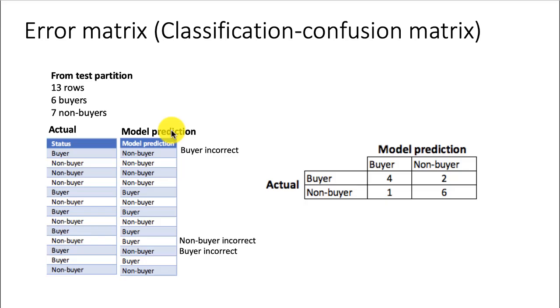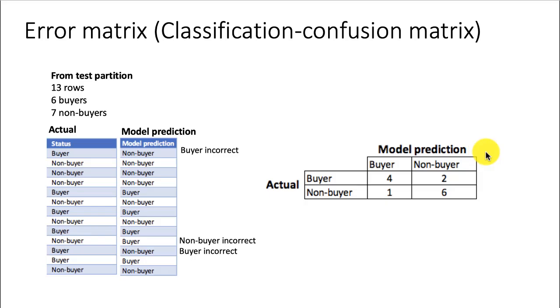Based on this information about the actual and the prediction, we create what is called the error matrix, or also sometimes called the classification confusion matrix. We see that there are 6 buyers. Remember, the rows represent the actual scenario here, because I've said actual. So this row is going to represent the actual buyers, and this row is going to represent the actual non-buyers.